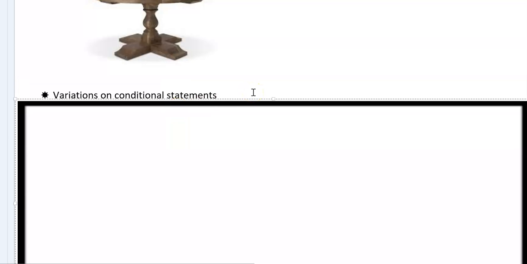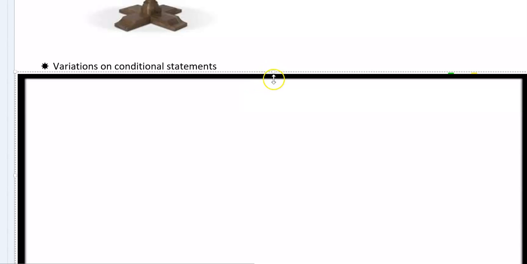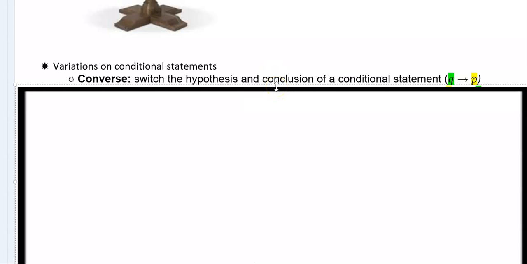Conditional statements are great, but in mathematics, we also like to make variations on conditional statements. And there are 3 main variations. The first variation is the converse. To have a converse, you switch the hypothesis and conclusion. So instead of saying if P then Q, we can say if Q then P.